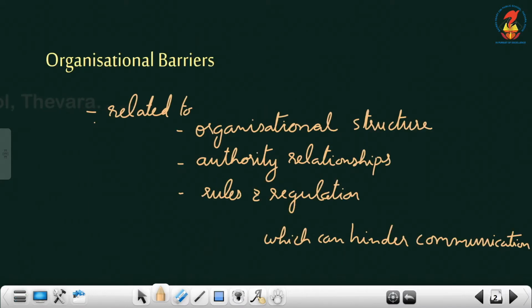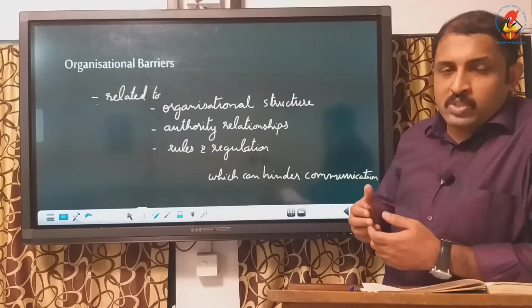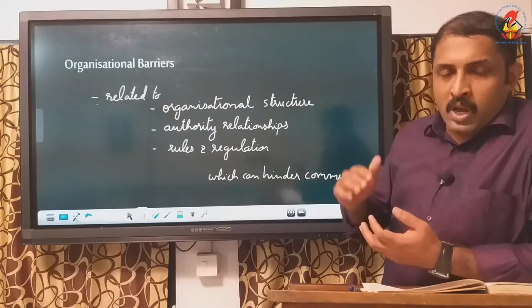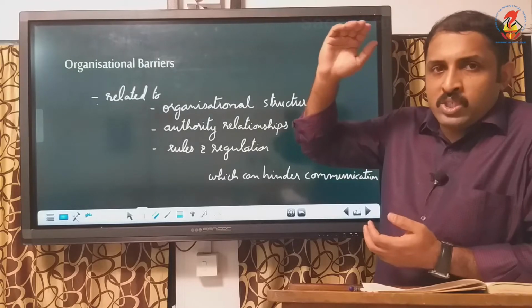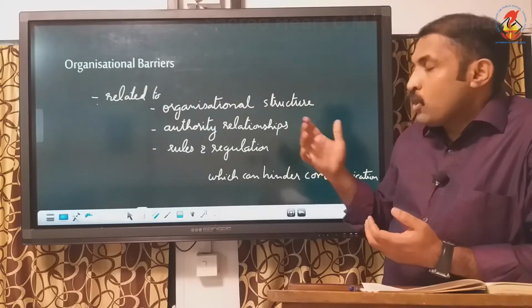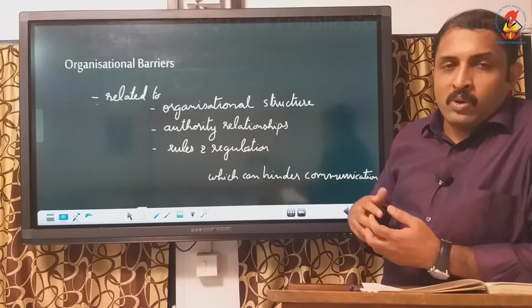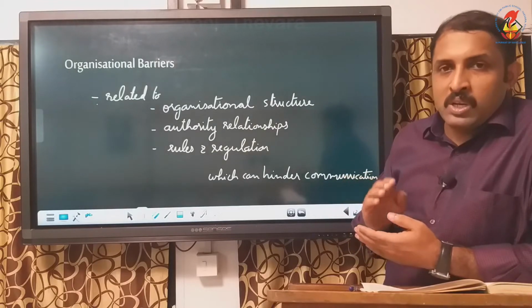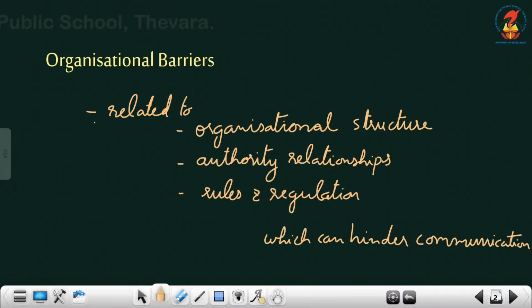Now, what are organizational barriers of communication? Organizational barriers of communication are those barriers which are connected to the structure of the organization, how it is being arranged, the authority relationships, how authority is being decided and how much each person will be exercising, rules and regulations, those particular statements given on what to do and what not to do inside the organization, which is being made clear. So all those things related to organizational structure, authority relationships, rules and regulations can hinder the communication.